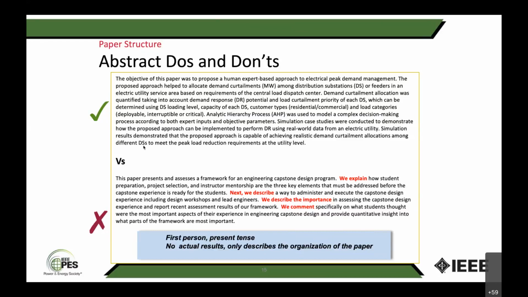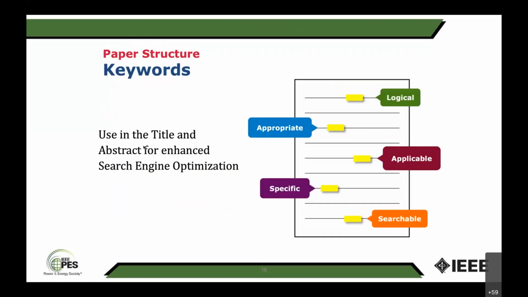Here is an example of these flaws, which don't exist. There's no first person, no present tense, and there's some results given. Like it was demonstrated, it was done. The objective of this paper was to propose a human expert-based approach to electrical peak demand management. See that? Third person, past tense, and some results. That's the abstract.